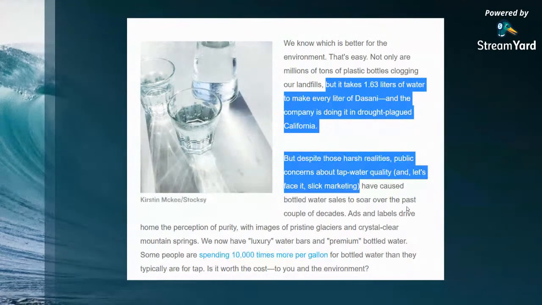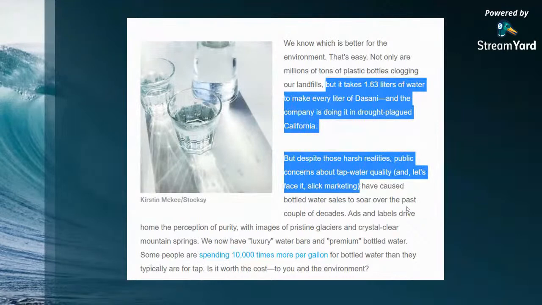A company needs at least 3 liters or 2 liters of water to make every single water bottle. Dasani is a big company in California, and it uses around 2 liters of water to create one water bottle of 1 liter. And why I have given the example of Dasani, California, is because the place where there is the water generation and the treatment plant of this company is actually facing a drought. It's a drought plague area. It has the water shortage already.